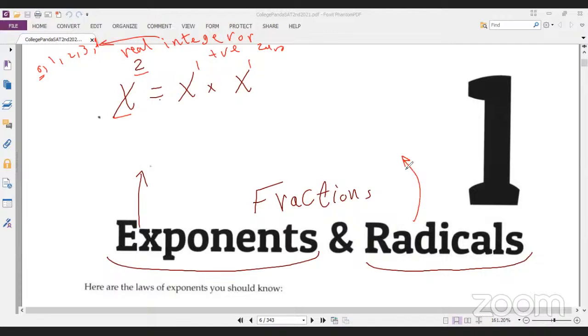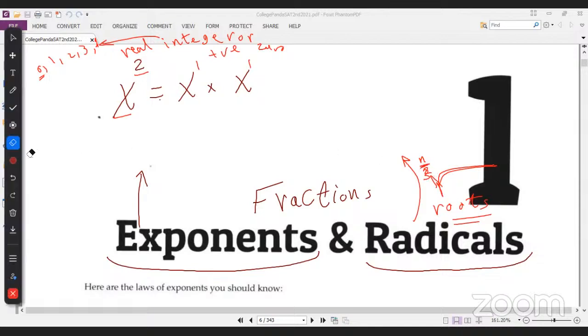عندنا كمان radicals. Radicals means roots as well, like root square or root cube, root whatever the index of root for n integer here.